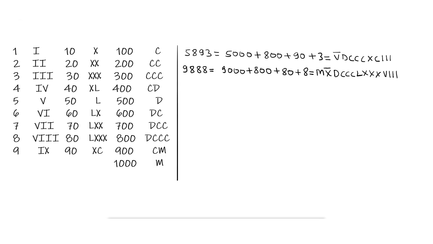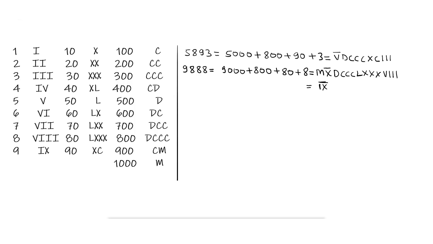5 plus 1 plus 1 plus 1 is 8. So this way 9,888 is written as M X bar D C C C L X X X V I. This can also be written as, instead of MX bar, we write 9 and bar over it. So this is also equal to IX is 9 and we put bar over it. So this becomes 9 multiplied by 1000 is 9,000.